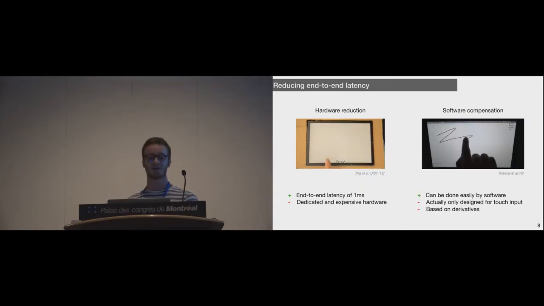The second approach is then to compensate for the end-to-end latency by software. This means that we try to predict what will be the next position of the cursor in the near future. Actually, software compensation techniques have only been designed for touch input. As these techniques are designed for touch, they base their prediction on position derivatives to compute the future position from the touchscreen input. In consequence, the prediction is noisy and delayed. Noisy because the position is divided by a delta time, and delayed because we use past events. We chose to focus on software compensation.